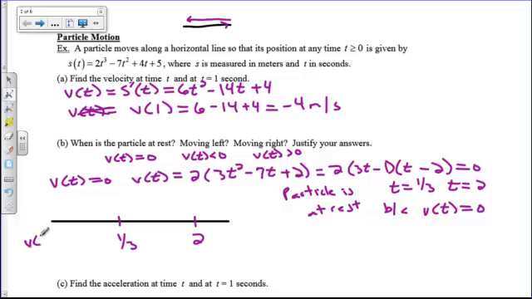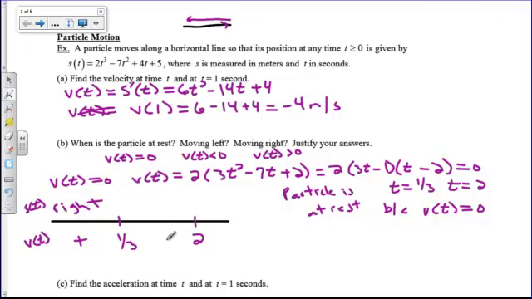So I'll check values for my velocity, and this will tell me what's happening to my position. So let's plug in a number smaller than 1/3, like 1/4. If I plug in 1/4 into my factored expression, I'm going to get 3/4 minus 1, which is going to be a negative, and then 1/4 minus 2 is also a negative. I'm going to have a negative times a negative. My velocity will be positive here, which means I am moving to the right.